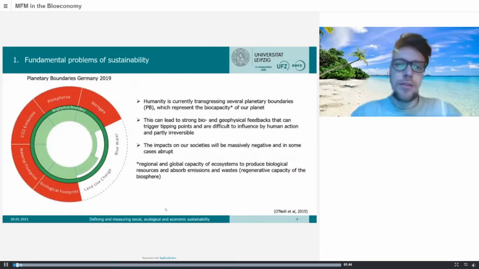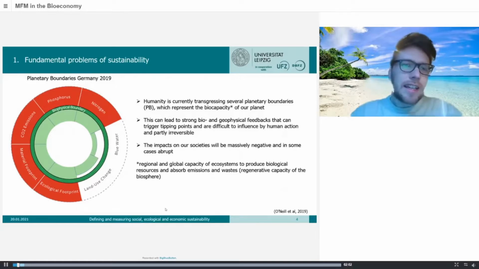And you should always ask yourself, what actually is this fundamental problem of sustainability when you're talking about sustainability? Because sustainability has become a widely used term also without more or less meaningful context.